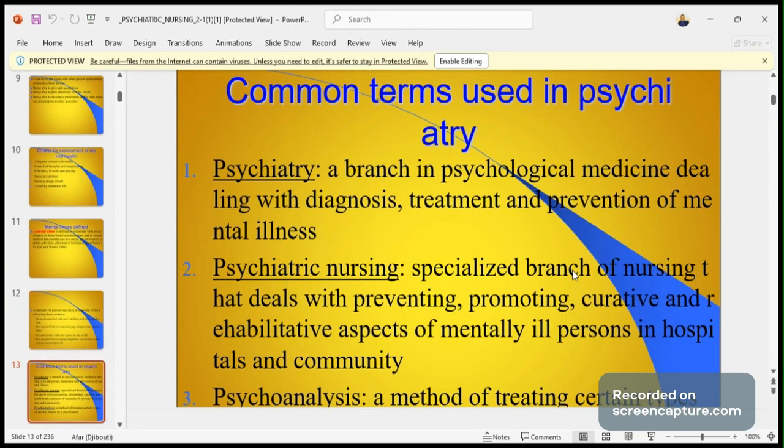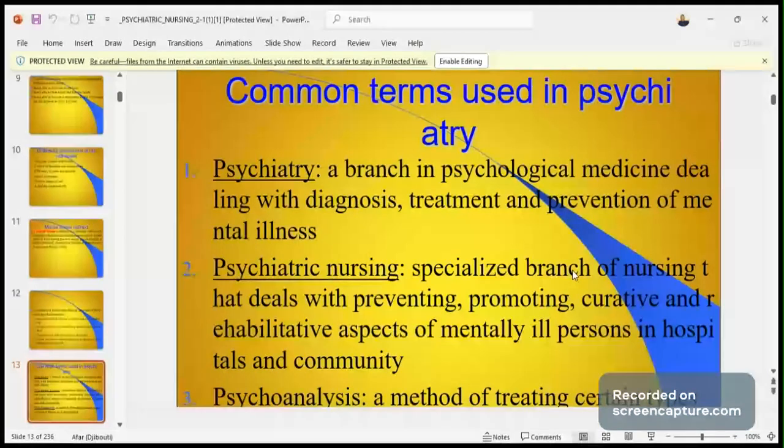Common terms used in psychiatry. You have psychiatry, which is a branch of medicine dealing with diagnosis, treatment, and prevention of mental illness. You have psychiatric nursing, which is what we are handling right now. This is a specialized branch of nursing that deals with the preventive, promotive, curative, and rehabilitative aspects of mentally ill persons in hospitals and the community.